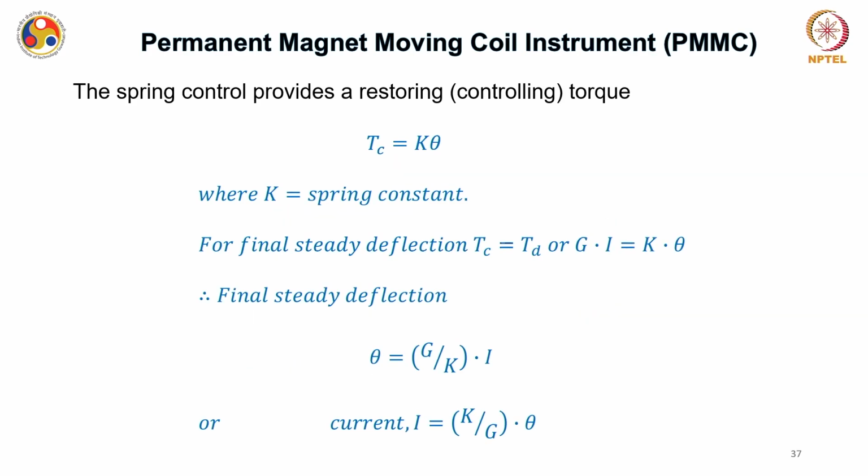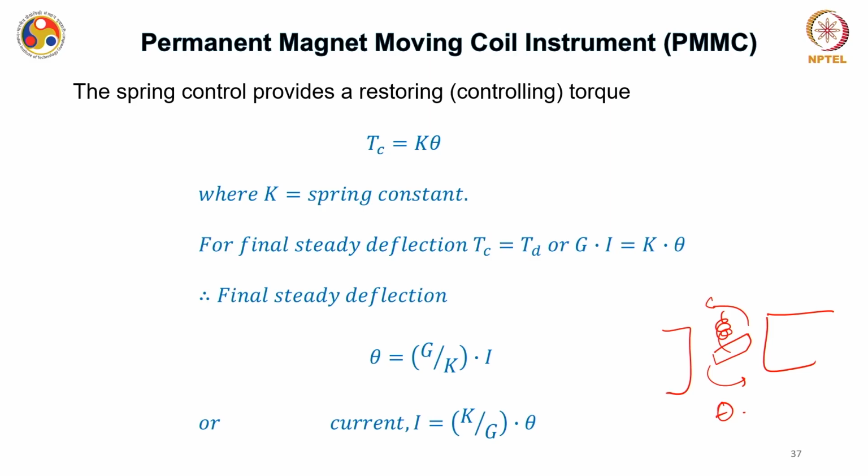Fine. Now the spring control provides a restoring torque in this case. Okay, and say in this case you have this coil moving. Okay, this is connected with a spring, right? And say there is a twist in this, or there is a movement in this coil, say at an angle of theta. Okay, right? This will also experience a torque which is proportional to theta.